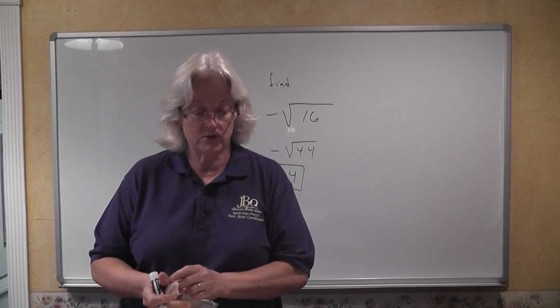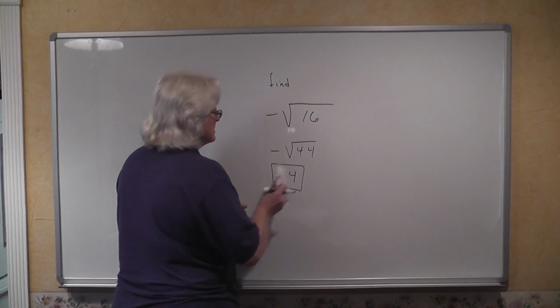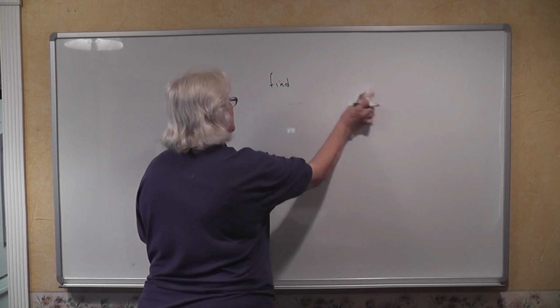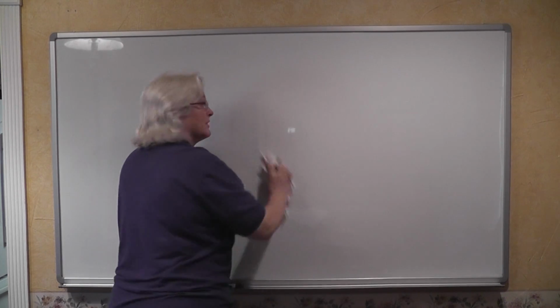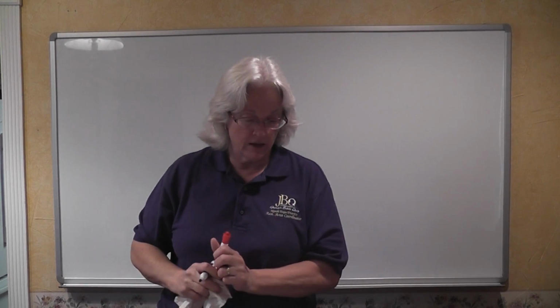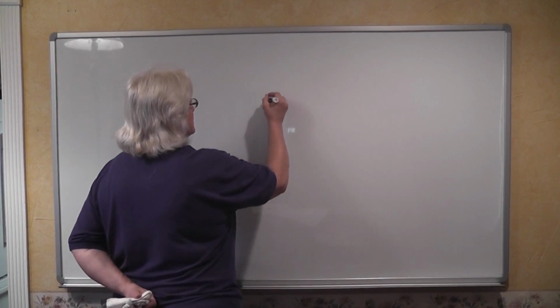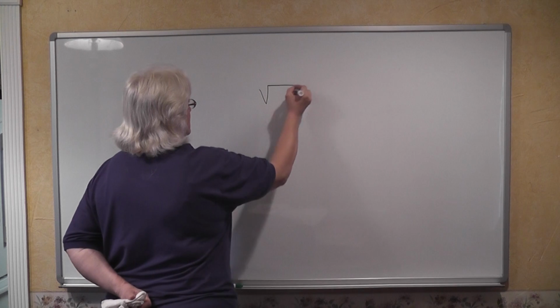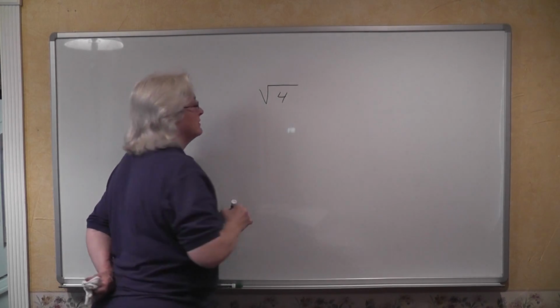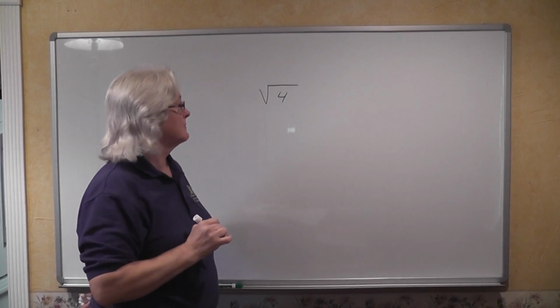Be careful that you do not confuse taking the square root of a number with squaring a number. This is right here on the bottom of page 70. Don't confuse taking the square root of a number with squaring a number. Finding the square root is the inverse of squaring. This is the square root of a number.